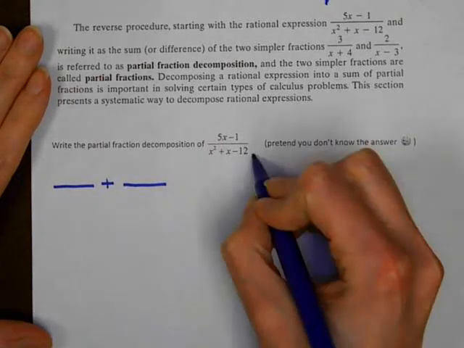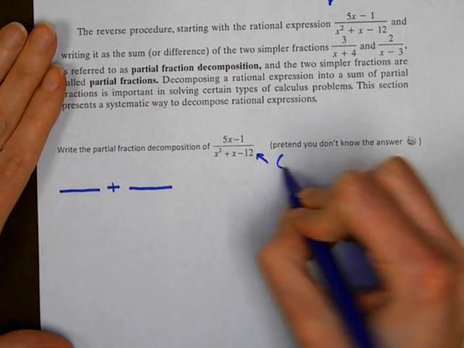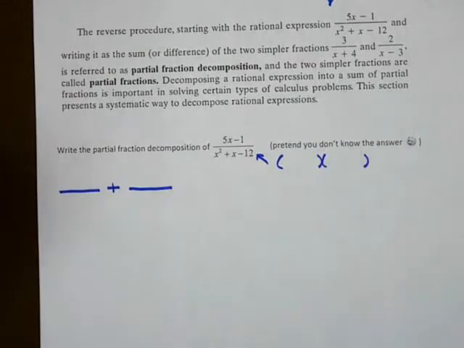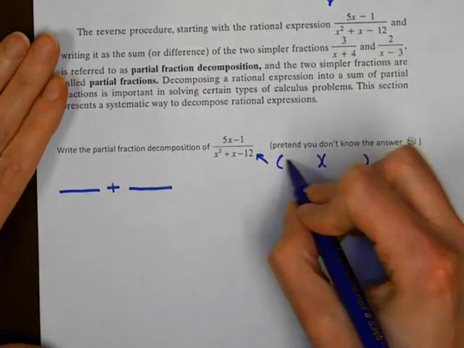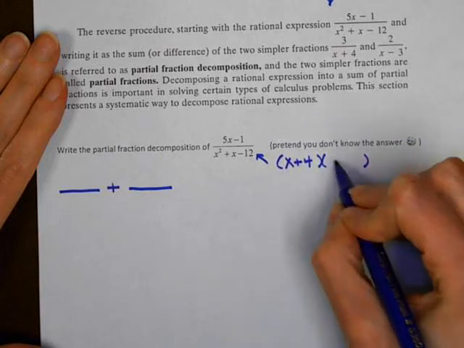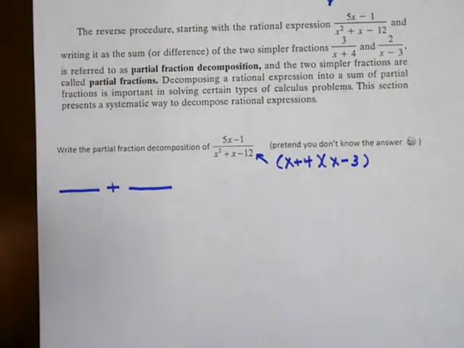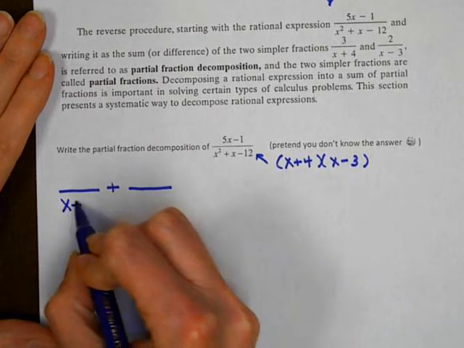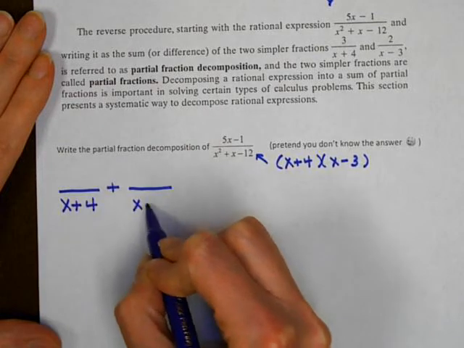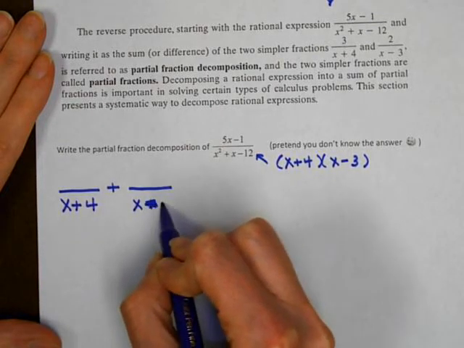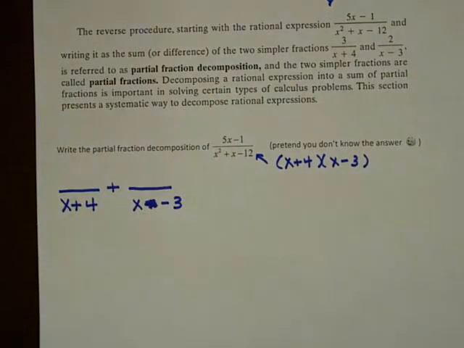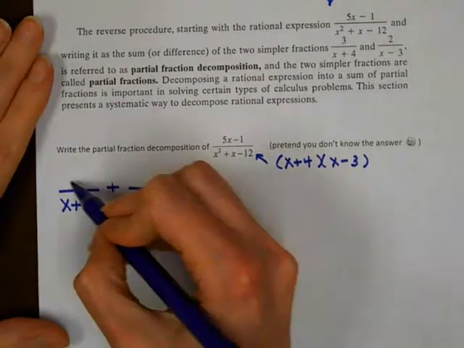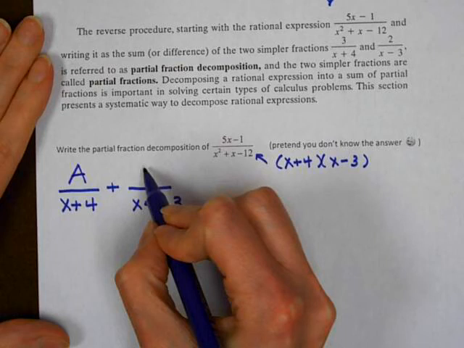And let's factor the denominator. So let's see what our two denominators are. If you factor this out, you get x plus 4 and x minus 3. All right, so one of them has to be over x plus 4, and one of them has to be over x minus 3. And then we don't know what the numerators are, so one of them is going to be A, and one of them is going to be B.